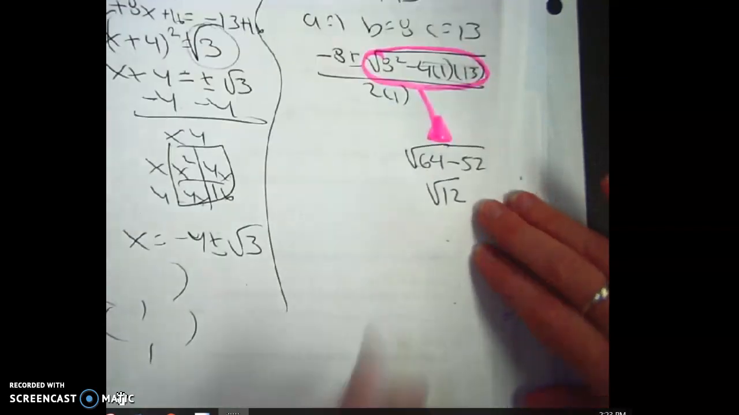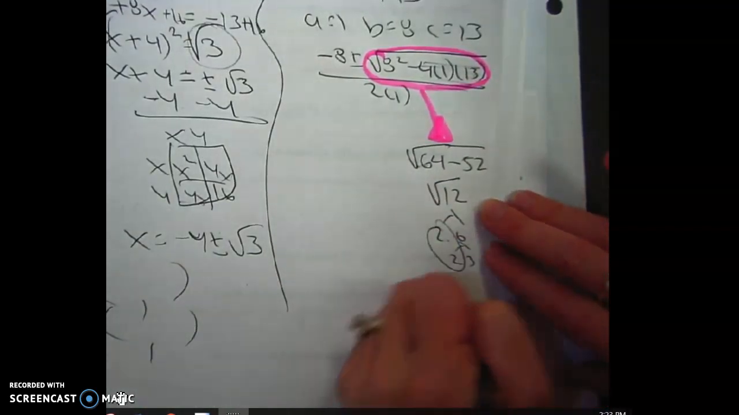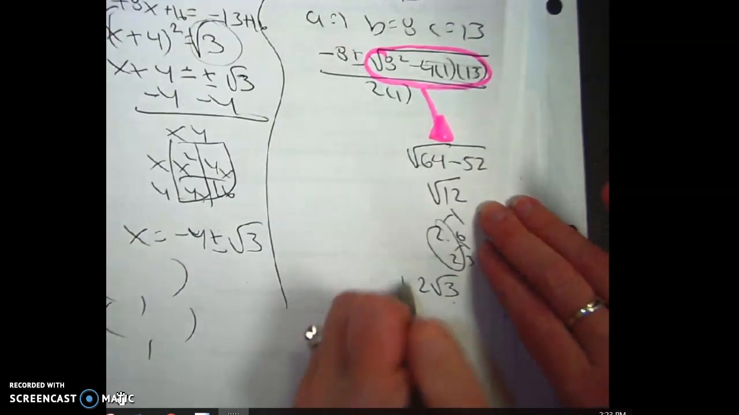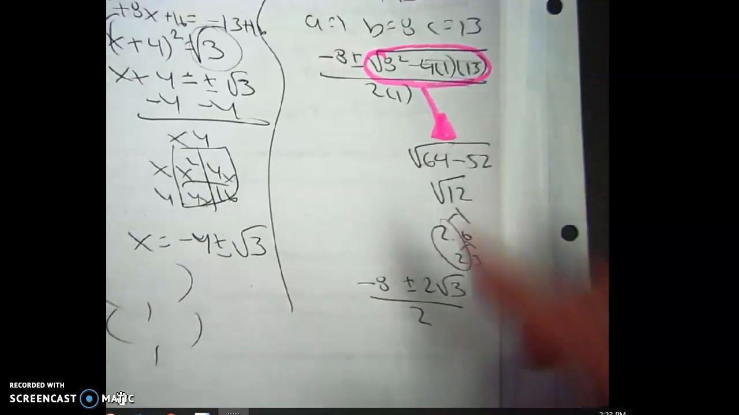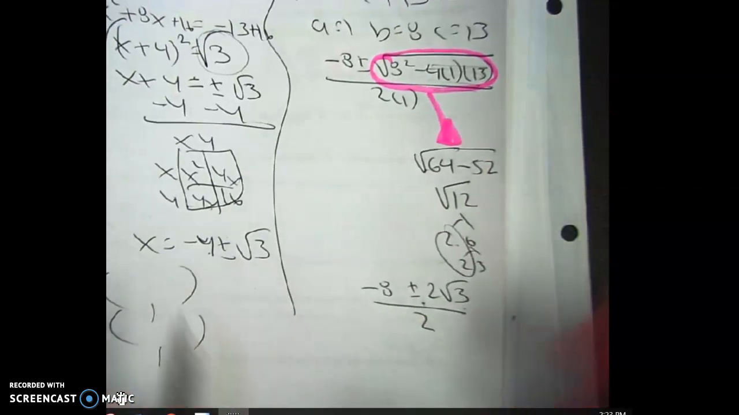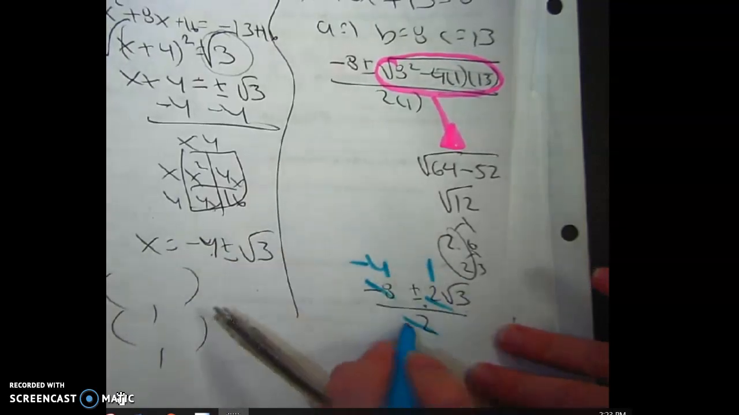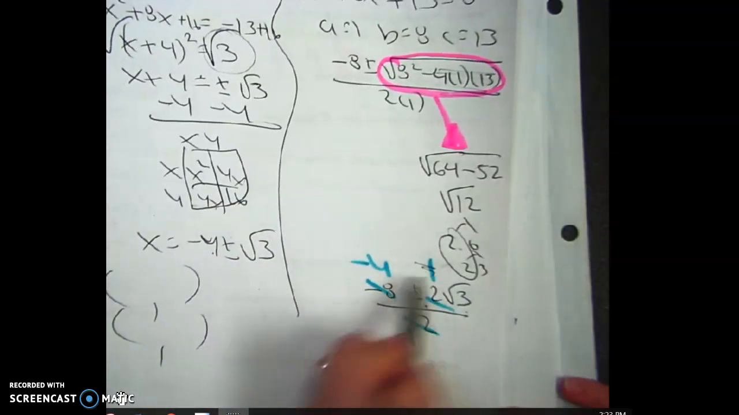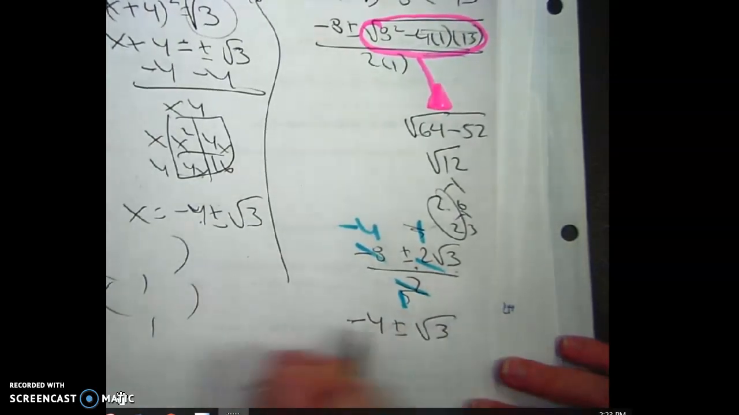But you know I'm going to have to make a tree. 2, 6, 2, 3, 2 rad 3. Now, plus or minus -8 over 2. Now, some of you go, that doesn't look anything like that. But if you divide all of these by 2, that's -4, 1, and 1. That one is gone, and that one is gone. So it's -4 plus or minus rad 3.